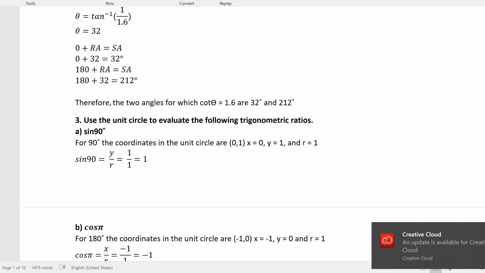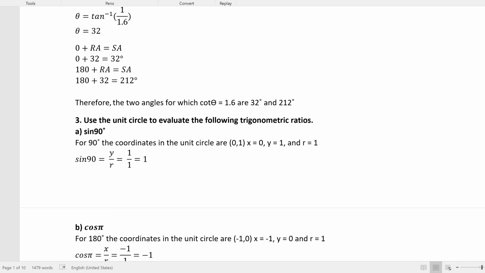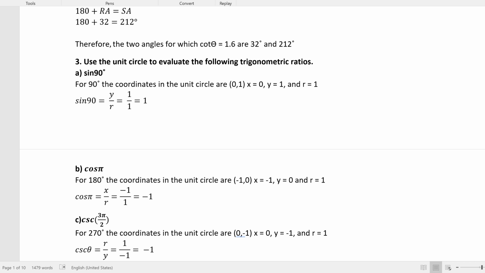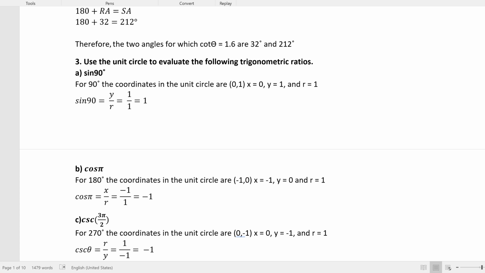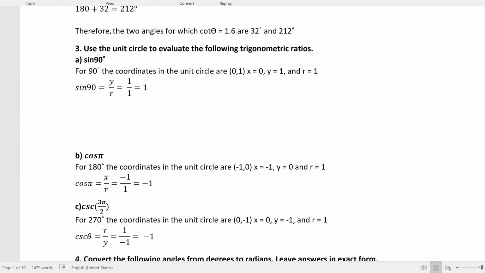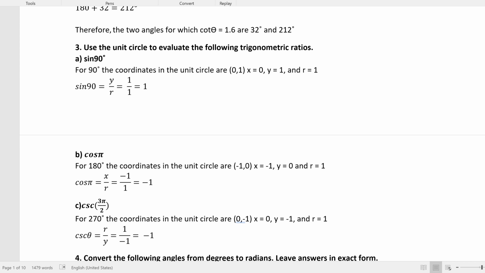Now number 3. How many options do you have? Sorry, there are three parts for that.